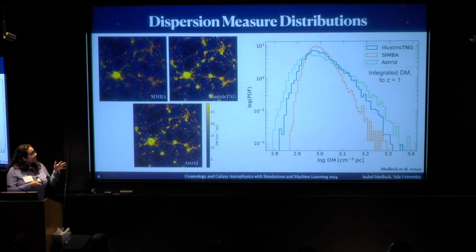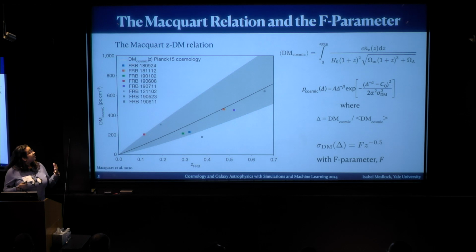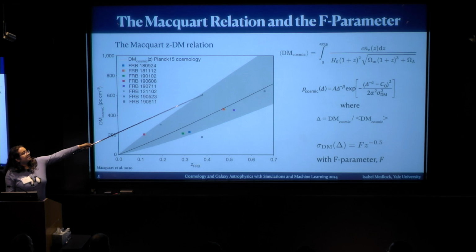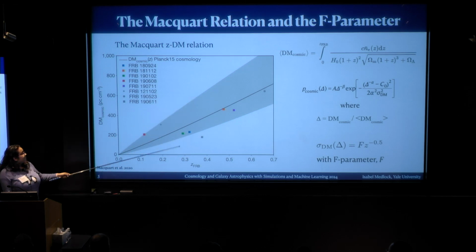And taking these distributions, we can think about something called the Macquart relation, or the FRB redshift-dispersion measure relation, which basically tells you what DM cosmic, or DM IGM plus DM intervening halo, is as a function of redshift. And as you can see in this plot, the median relation is given by this black line, and the theoretical equation for that is listed at the top. But then at each given redshift, there's a spread around the expected DM cosmic, and we can quantify that spread with something called the F parameter.